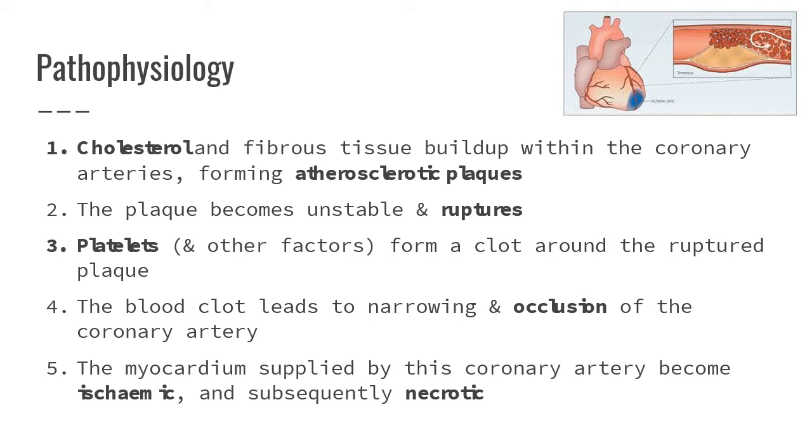So the pathophysiology of ACS: over many years, starting in adolescence, we get a buildup of cholesterol and fibrous tissue within the coronary arteries, and these form atherosclerotic plaques. The plaques can become unstable and rupture, and at this point platelets and other thrombotic factors form a clot around that plaque. This leads to narrowing and subsequent occlusion of the coronary artery. The myocardium supplied by that coronary artery becomes ischemic and subsequently necrotic.